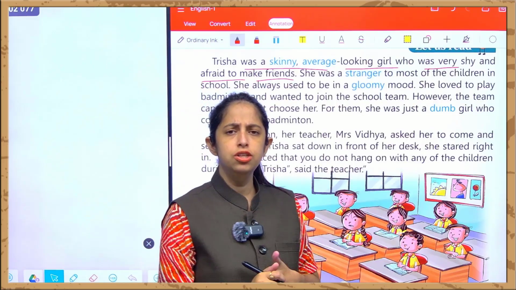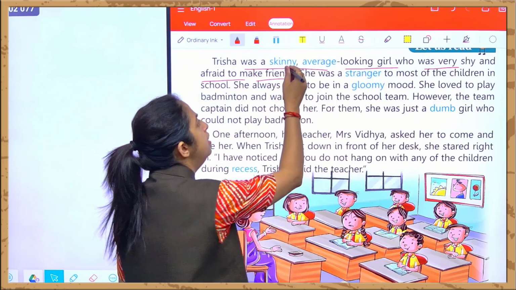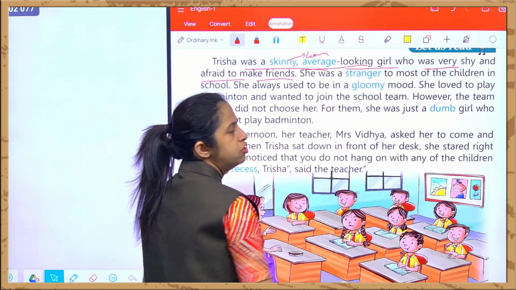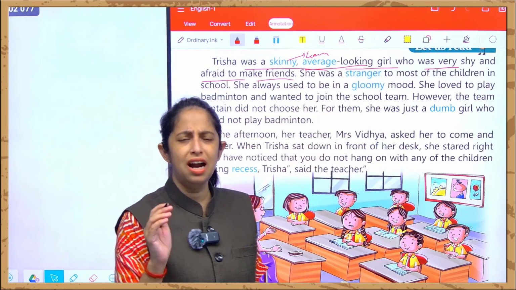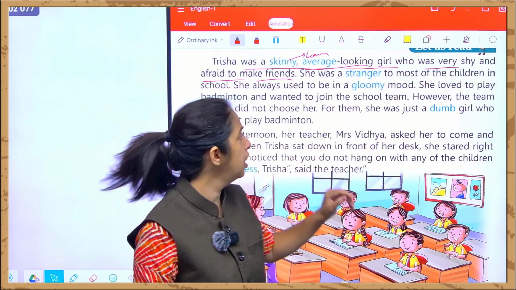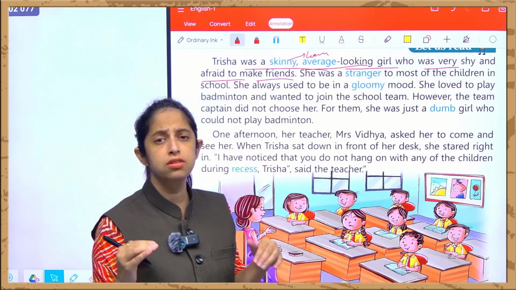What kind of a girl is she? She was very skinny. What do you mean by skinny? She was very lean. बहुत ही ज़्यादा क्या थी? पतली थी. And an average looking girl. She was not at all that beautiful, but she was an average looking girl who was very shy and afraid to make friends. और जो फ्रेंड्स बनाने से क्या थी? बहुत ही ज्यादा कतराती थी.